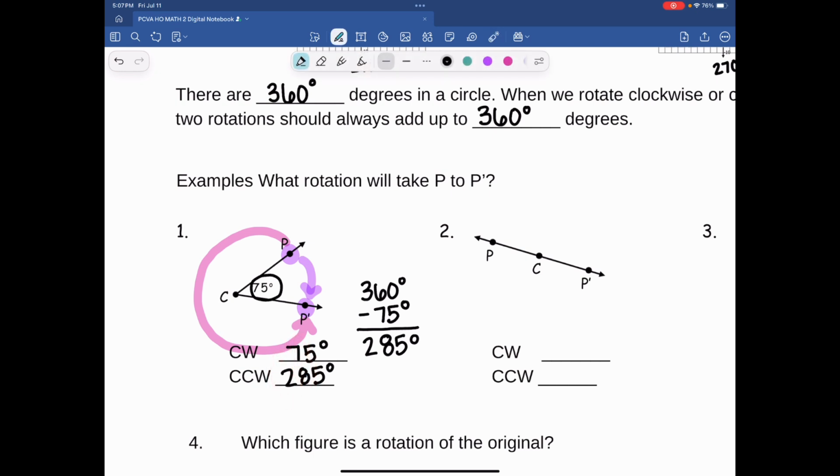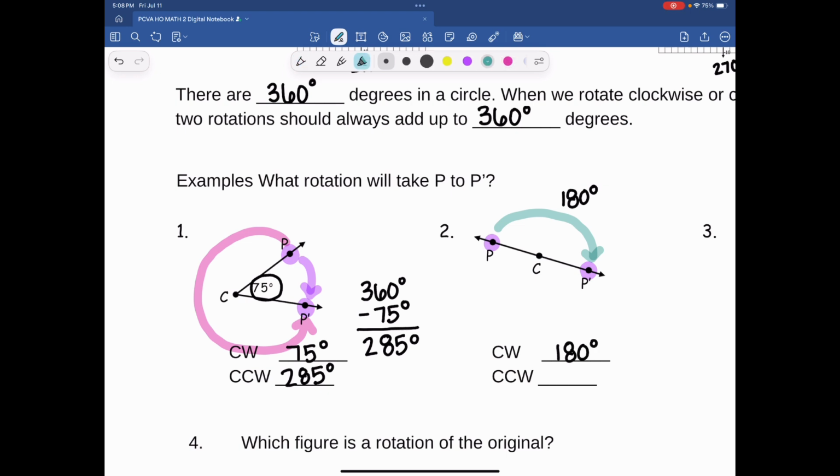All right, so again, if I focus on my rotation here, we're starting with P. So we have P here, and we want to rotate to P prime, okay? So we've got a couple of directions that we can go. We could go in the clockwise direction, and that's going to be a straight line there. So that's 180 degrees. So we rotated clockwise 180 degrees.